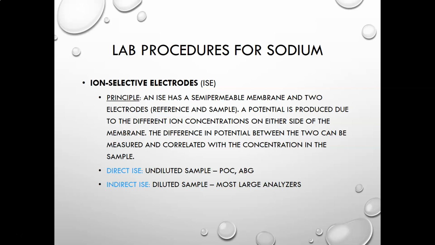In direct ion selective electrodes, you use an undiluted sample. Those are often seen in point-of-care instruments and ABG analyzers. And then the indirect ISE uses a diluted sample, and that is the one that's run in most large analyzers.